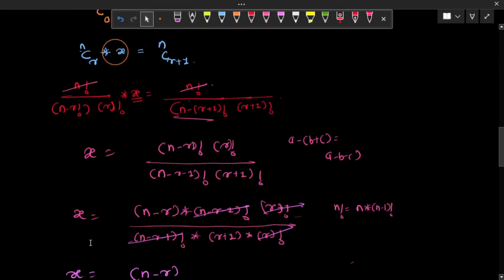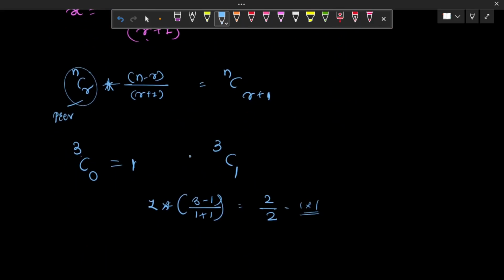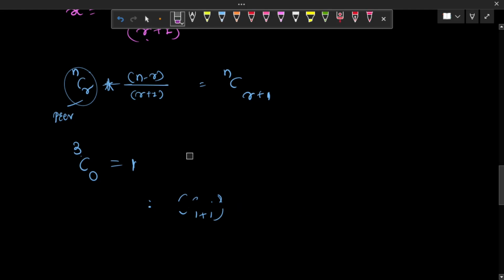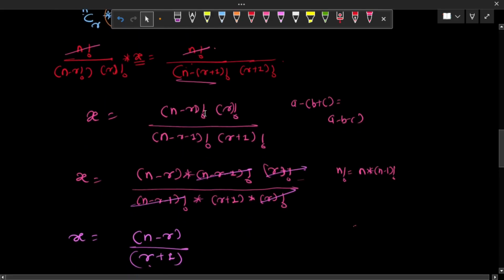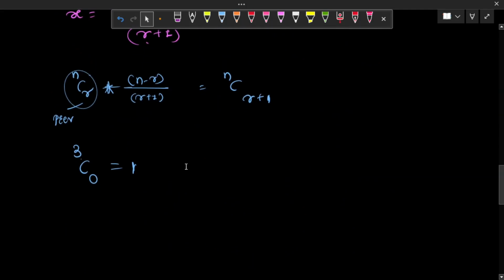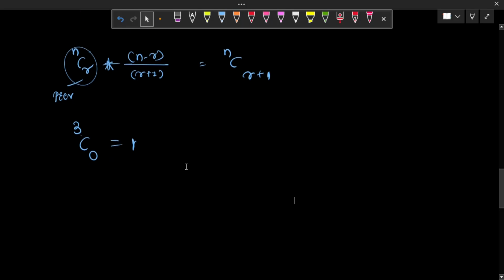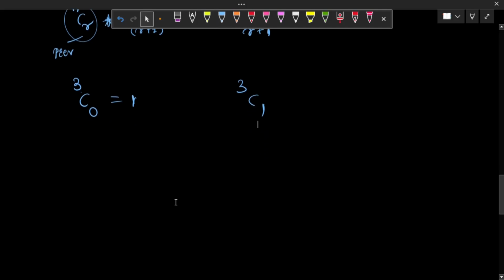No, it's 3. Let me check what I'm doing wrong. Let's see if I did something wrong in my formulation. n minus 1, r factorial, so this is correct, yeah. 3C0 is 1. Okay, nice, my bad, I was just calculating the wrong thing.